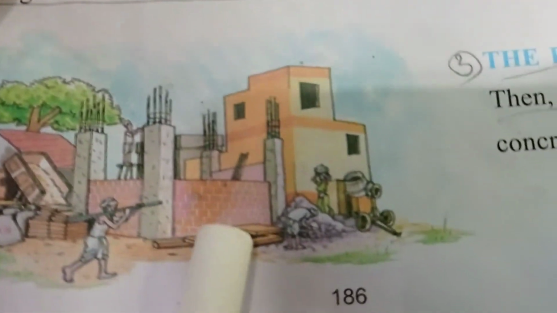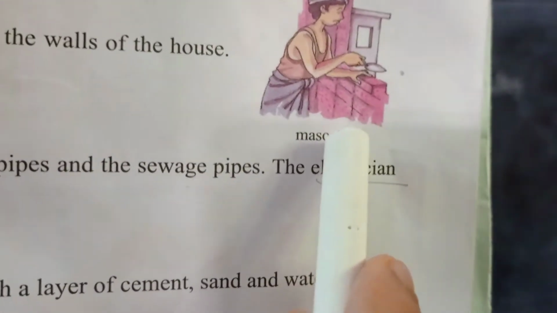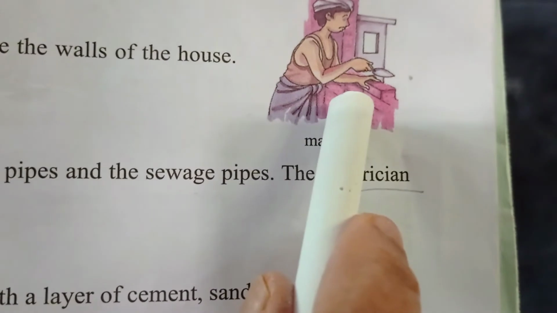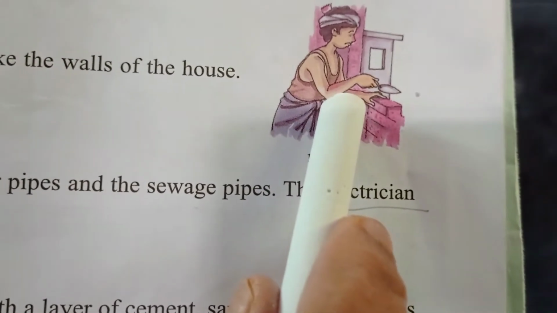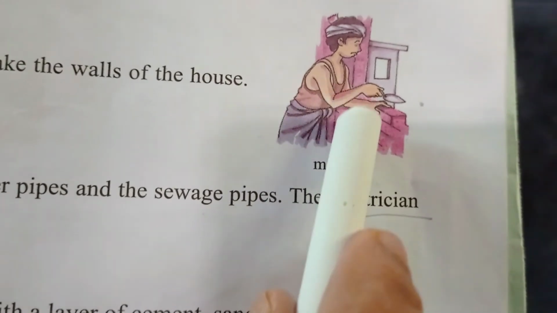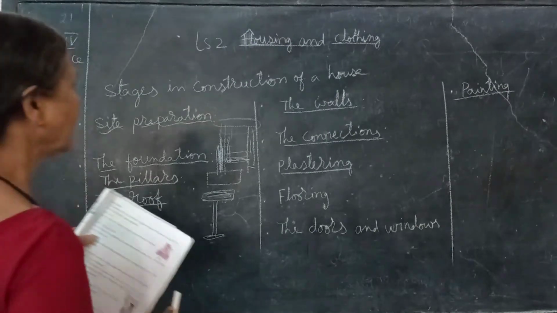These are the bricks. Laying the bricks. You can see the mason is constructing a wall, putting the bricks on each other to make the walls of the house. Then the next one is what?